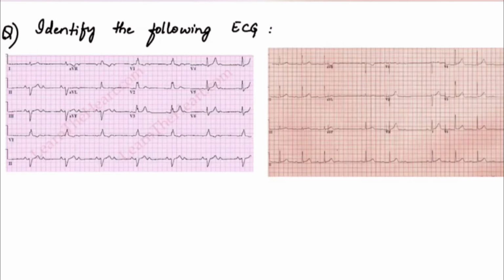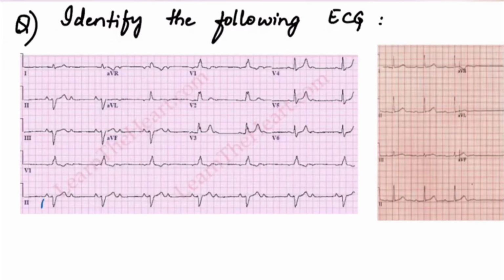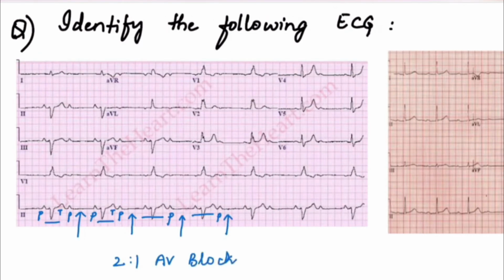Now we'll look at a question. Identify the following ECGs. In the first ECG, there is a P wave, a QRS complex and a T wave. And the next P wave is not followed by a QRS. Again there is a P wave, a QRS complex and a T wave. And the next P wave is not followed by a QRS complex. So every alternate P wave is not followed by a QRS complex. This indicates a 2:1 type of AV block.